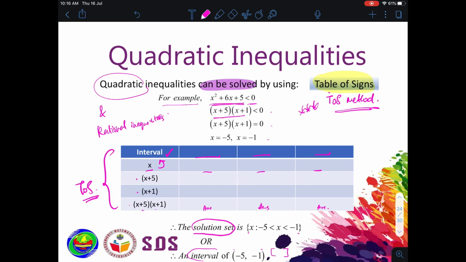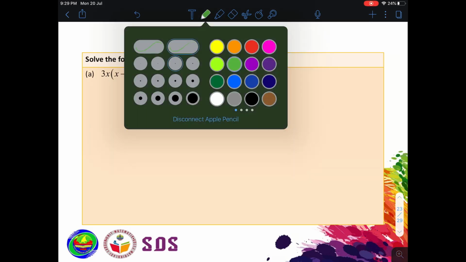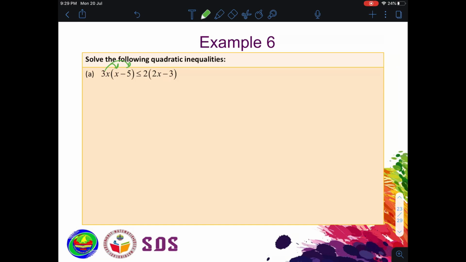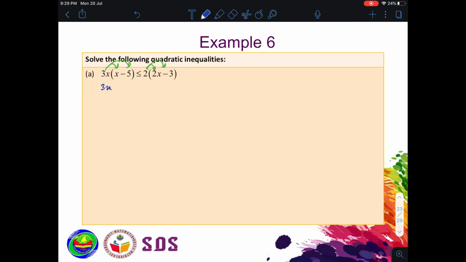Okay, let's check out some examples below. Example 6. Solve the following quadratic inequalities. Question A: 3x times (x minus 5) is less than or equal to 2 times (2x minus 3). First we need to expand it, and we get 3x squared minus 15x less than or equal to 4x minus 6.